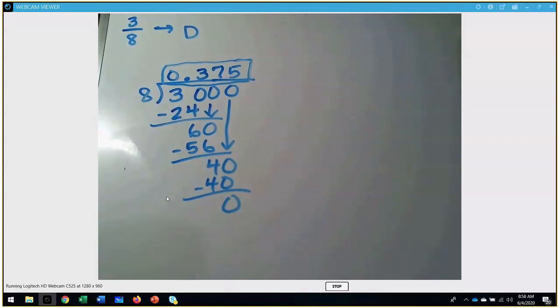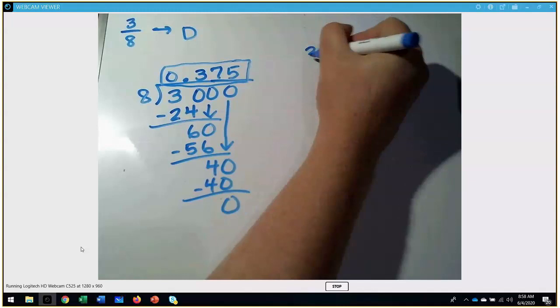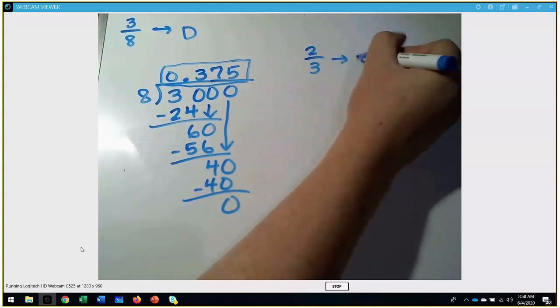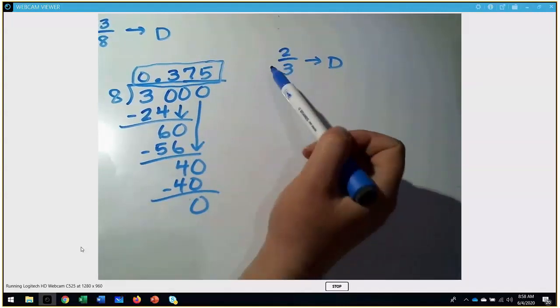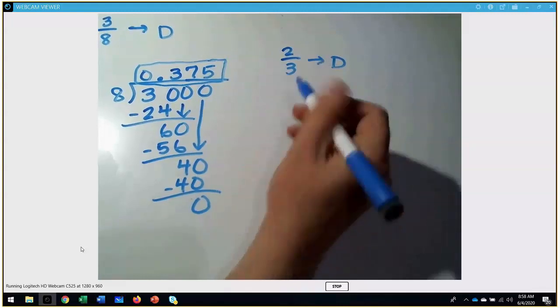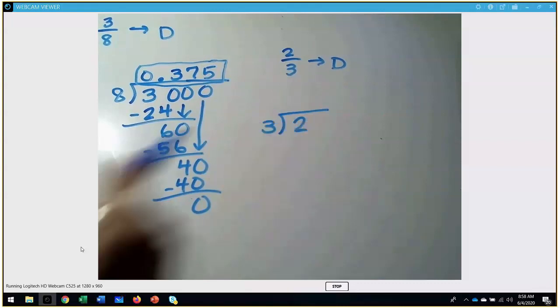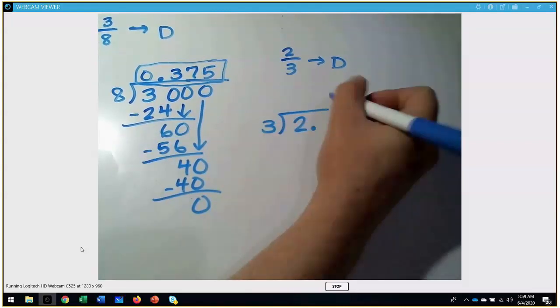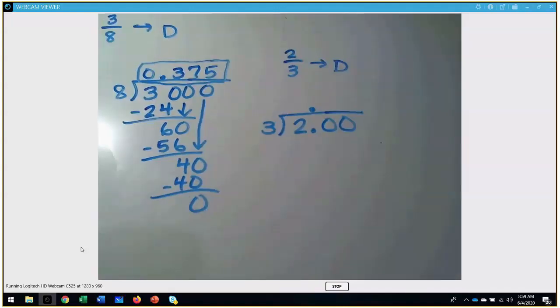All right. Next one is, let's see, 2/3. All right, slide that over a little bit. Same thing, you are starting with a proper fraction, so we're going to go right to the division. 2 goes on the inside, 3 is on the outside. Add your decimal, bring it up, and you can add as many zeros as you need to do this.